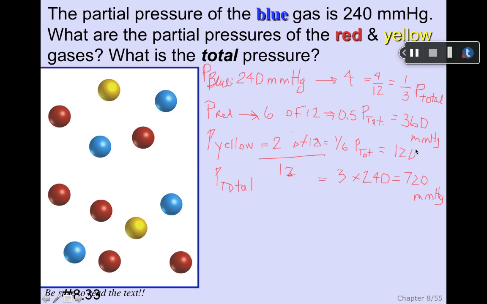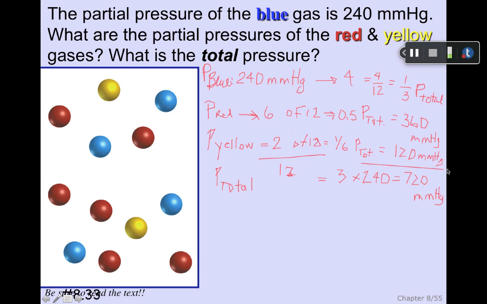And the answer would be 120 millimeters of mercury for the yellow gas. Now, does this still fit with the idea that the total pressure is the sum of the pressures of the individual gases? In fact, it should, if you look at this the way I've set it up.